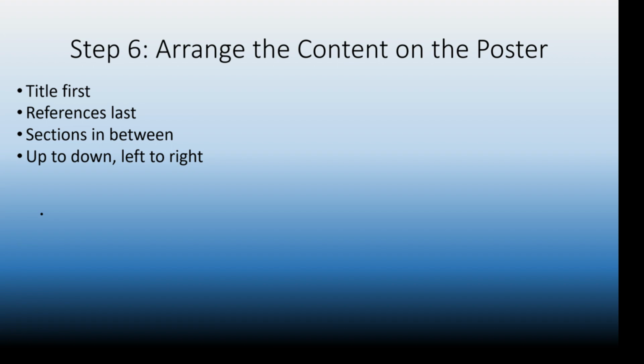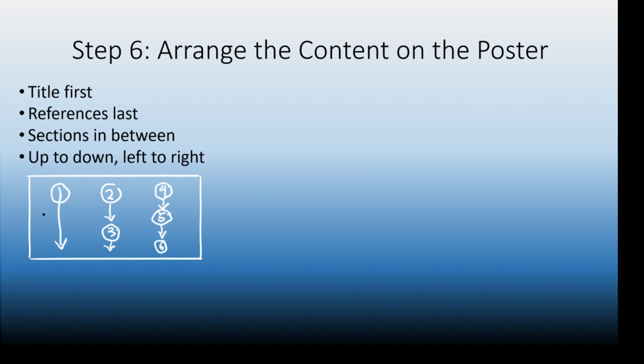Step 6 is to lay the content out on the poster. Remember, the title and the author information come first, across the top of the poster, and the references come last in the bottom right-hand corner. The section captions should be arranged from top to bottom or left to right in the space between.